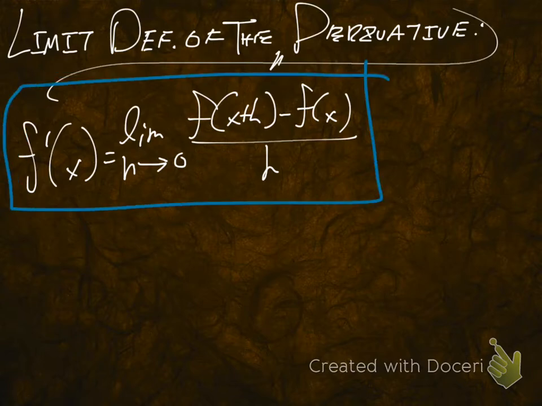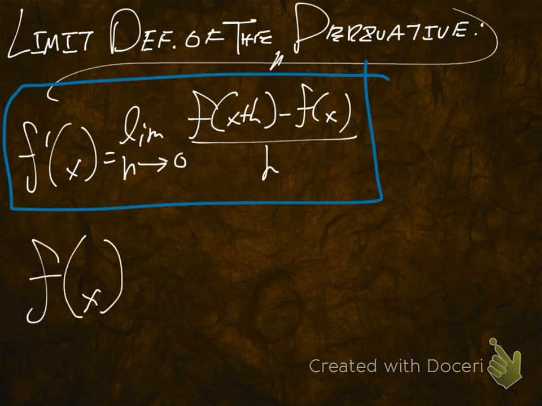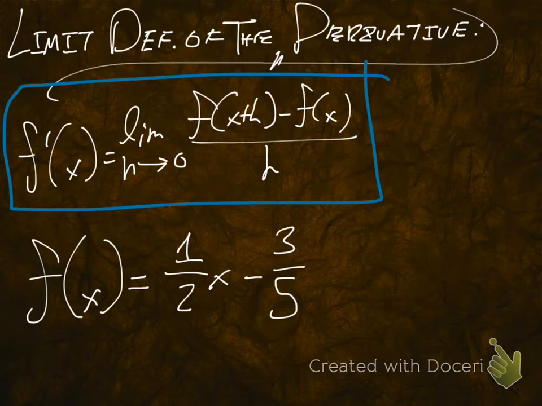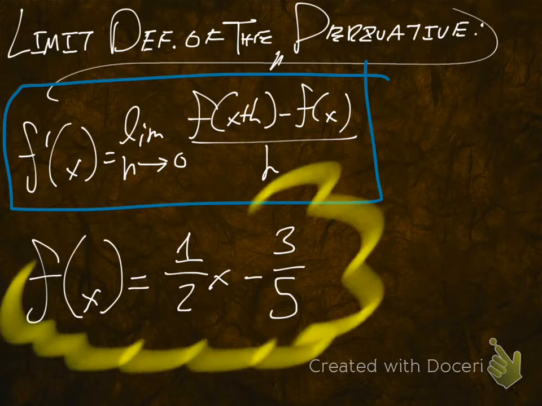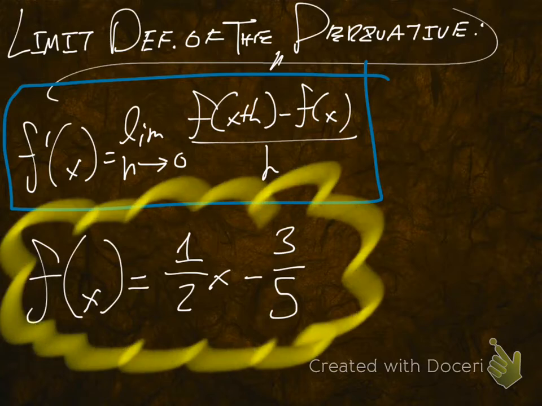Now, what function would we like to evaluate? Well, how about we evaluate f of x equals, we'll make this a first-degree rational polynomial function, 1/2 x minus 3/5. Alright, so this is the function we're going to want to evaluate using the limit definition. F of x equals 1/2 x minus 3/5.